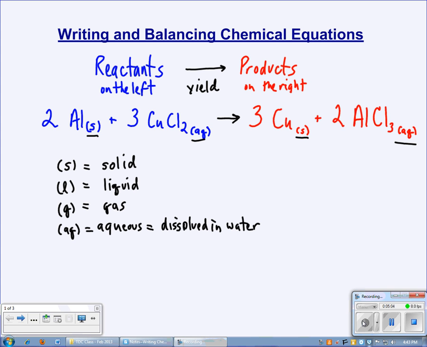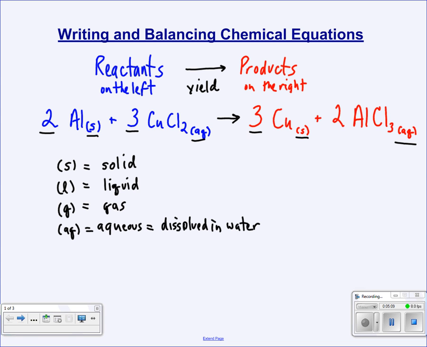You may also notice these numbers in front of the substances. Many of you know that those are called coefficients. So the 2, the 3, and the 2 are called coefficients. Coefficients are what we use to balance chemical equations. And we'll learn a bit more about balancing equations in the days to come.